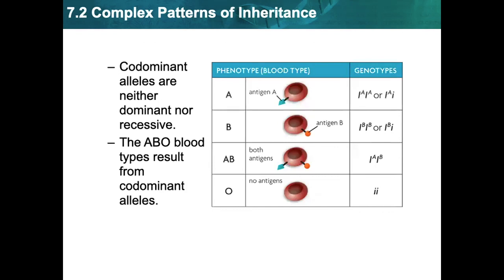In humans, codominance is best explained in blood type. So in blood type, A and B are codominant, which means if you have both A and B genes, you have blood type AB, where you have both A and B expressed.